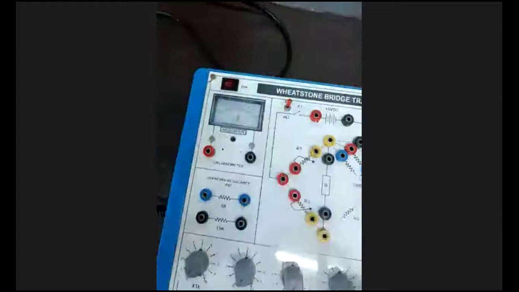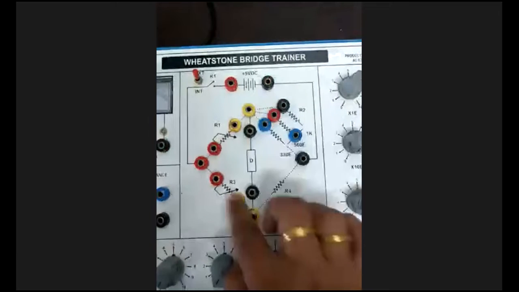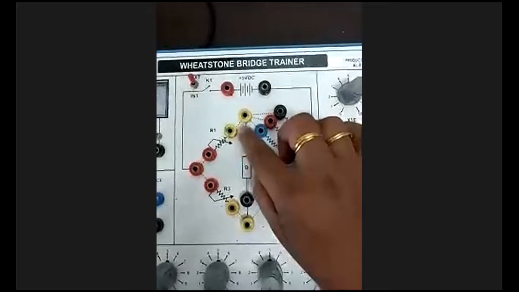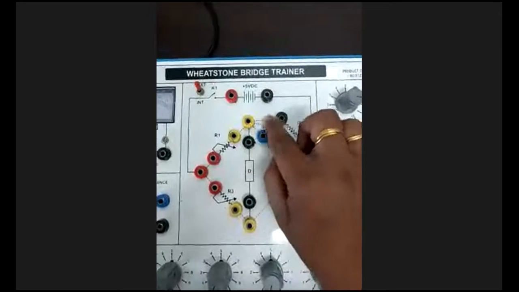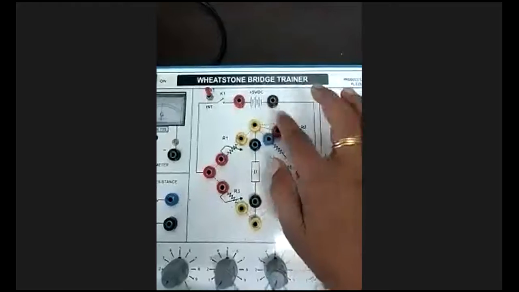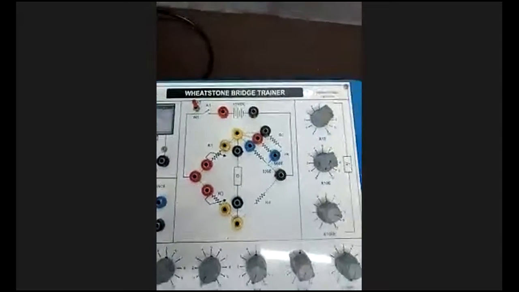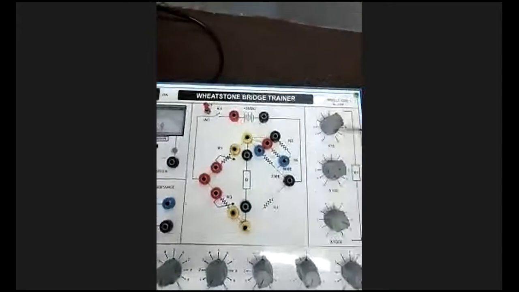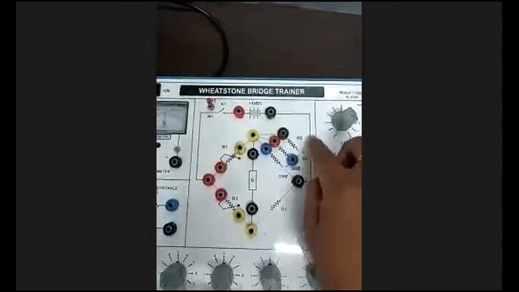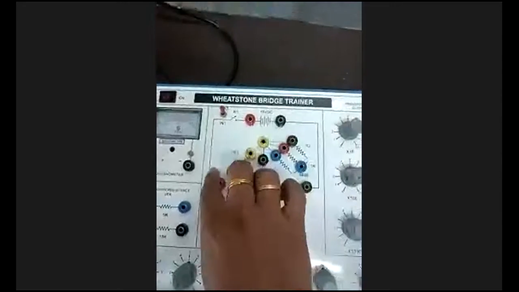The galvanometer connection here. See in the circuit, they have shown dotted lines. These dotted lines indicate that there is no connection inside. We have to do the connection manually by taking these patch cards. This dark line indicates that it is already connected internally.